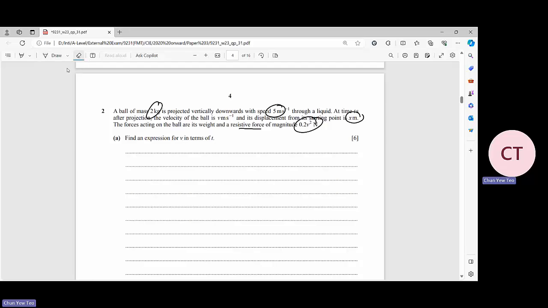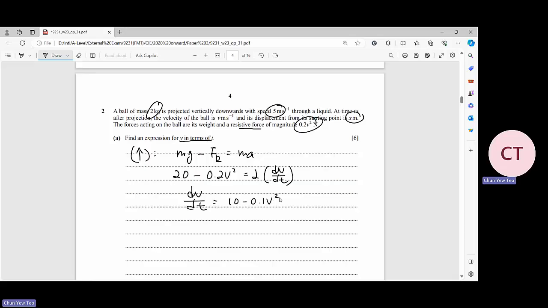Okay, so first of all, by applying Newton's second law, if you consider the vertical motion, you will have mg minus the resistance force equals ma. Your mg will be 20 minus the resistance force, which is 0.2 v squared given in the question. The m is 2. The a is over here, because they want v in terms of t, so we change the a to dv/dt. That means dv/dt is equal to 10 minus 0.1 v squared.